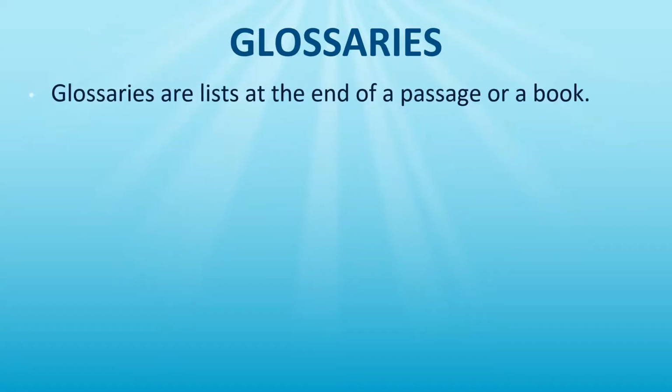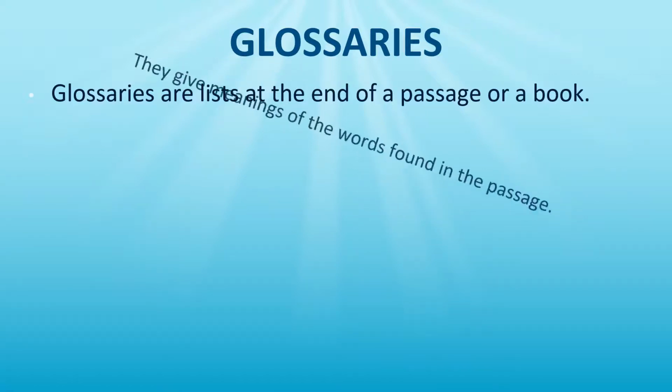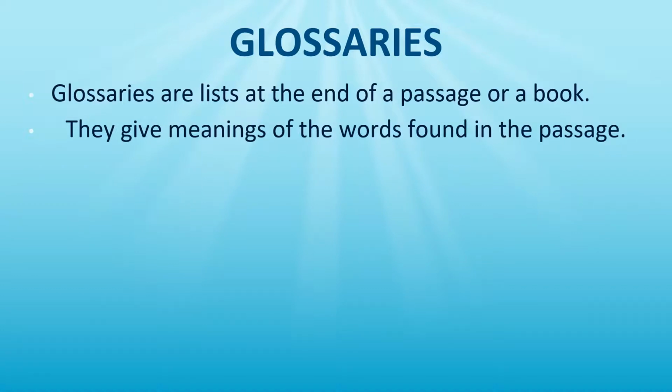Now let's understand the literal meaning of glossary. Glossaries are the list at the end of passage or book. As I told you, glossary is generally at the end of a book or a passage, or you can see a list of words in your SST books or English literature books. You can see at the end you find some meanings of the difficult words. That is known as glossary. They give meanings of the words found in the passage. In the passage, whatever the words mean, they give the meanings of those words.